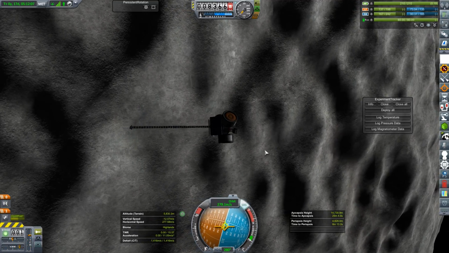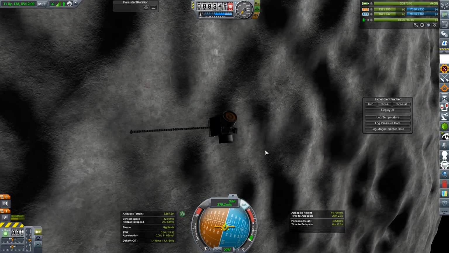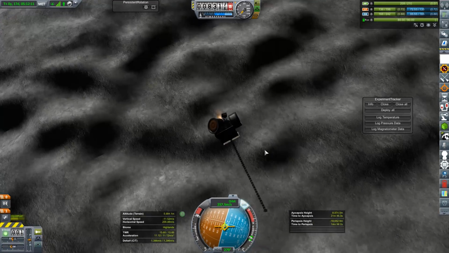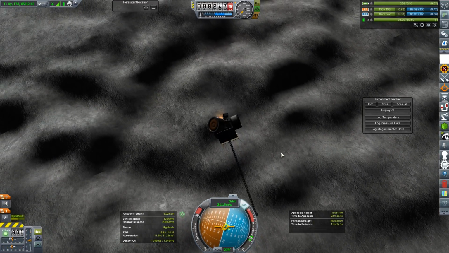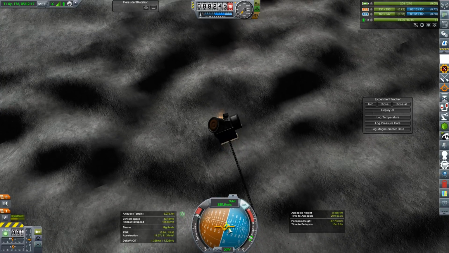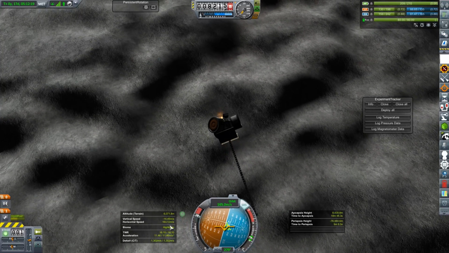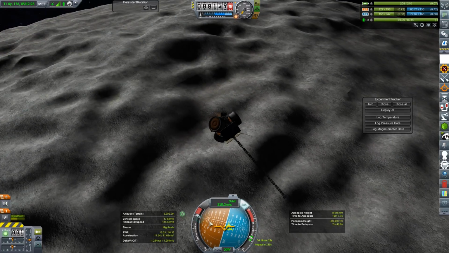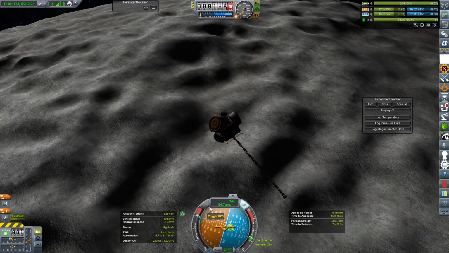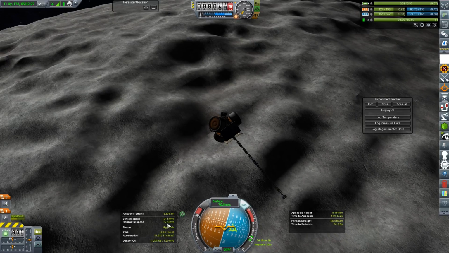So I'm gonna cancel out my horizontal speed. I'm not following my retrograde, because I don't want to cancel out my negative vertical speed, because I want to keep falling. So I'm going to keep aimed at the horizon and focus on just the horizontal speed, and I'll change this to surface.